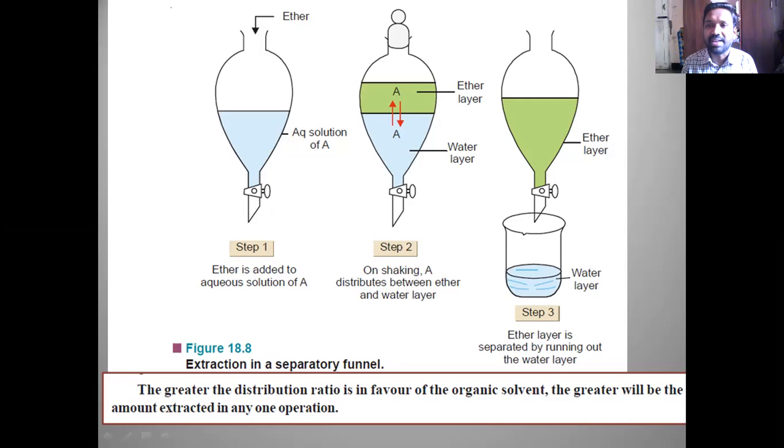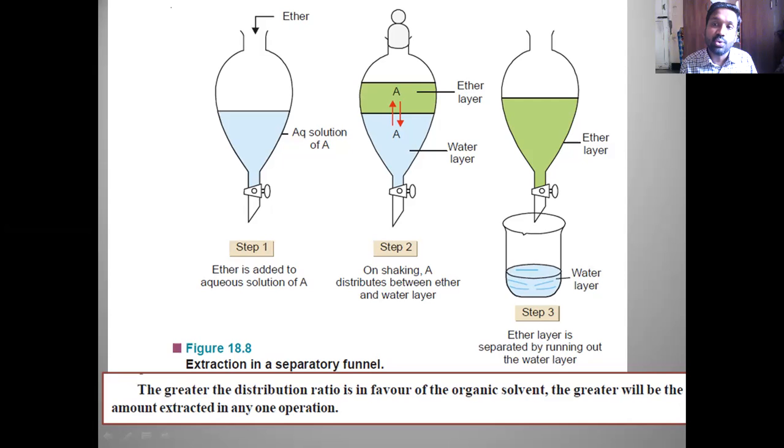Let us keep benzoic acid aside. Let us take a solute that is soluble equally between water and organic solvent. So is the extraction process good, better? Not better, because it will be present in the organic layer as well as in the water layer to an equal extent. Even if you remove the water layer separately, a lot of solute will still be present in the water layer.